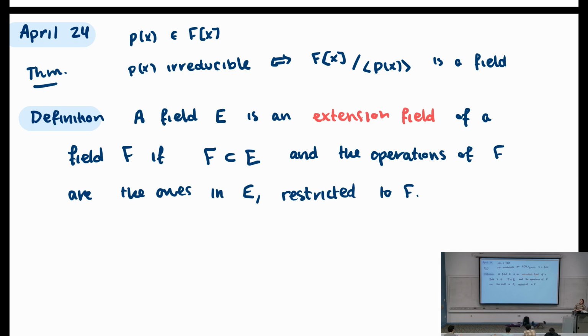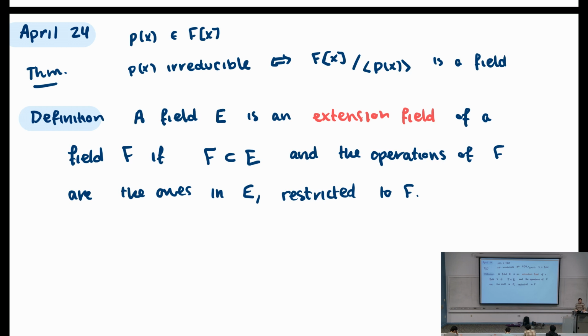Okay, does the definition make sense? Yeah, question? So if I'm in E and I do, for example, E addition or E multiplication of two elements that are actually elements of F, that's the same thing as if I did the F multiplication or F addition. What if the elements are not in F, but are in E? Then that's fine. It just has to be a field. Other questions?